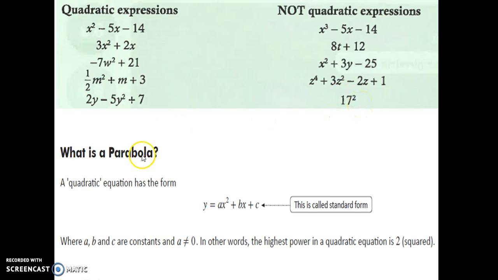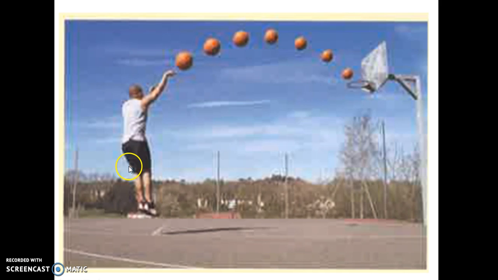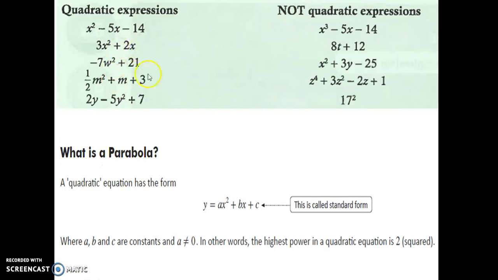So what is a parabola? A parabola is the shape created when you graph one of these expressions as an equation. So a quadratic equation has this form. We just talked about that. Y equals ax squared plus bx plus c. Remember the x squared, the a, b, c are just coefficients or numbers. And when it's written in this form, this is called standard form.